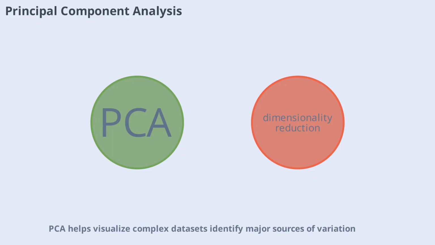PCA helps visualize complex datasets, identify major sources of variation, and reduce noise. For example, in gene expression studies, PCA can reveal clusters of samples with similar expression profiles, highlighting underlying biological differences.